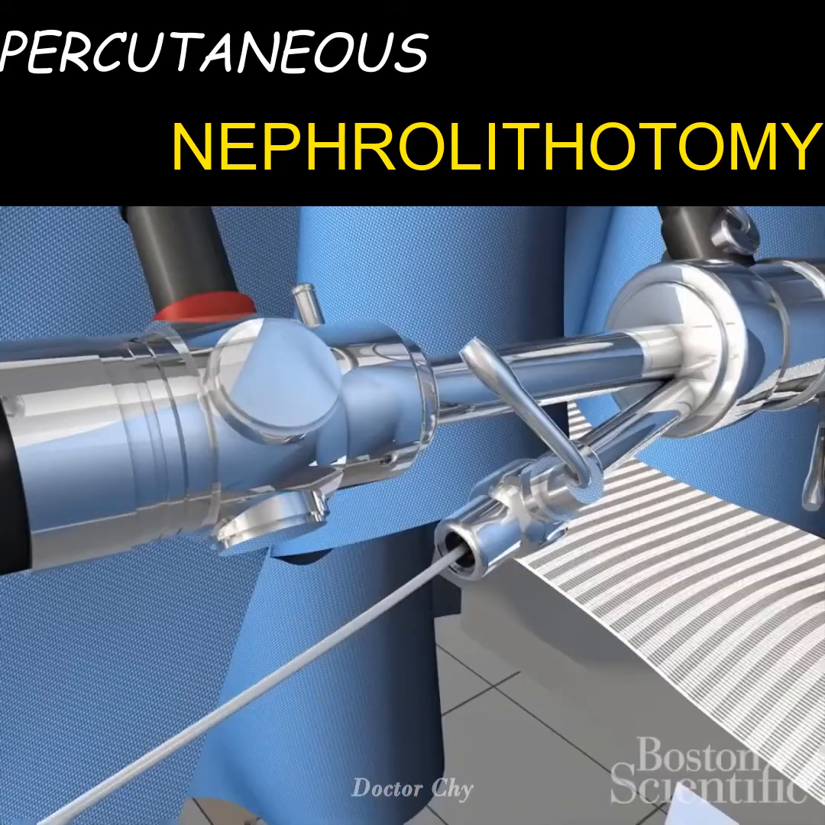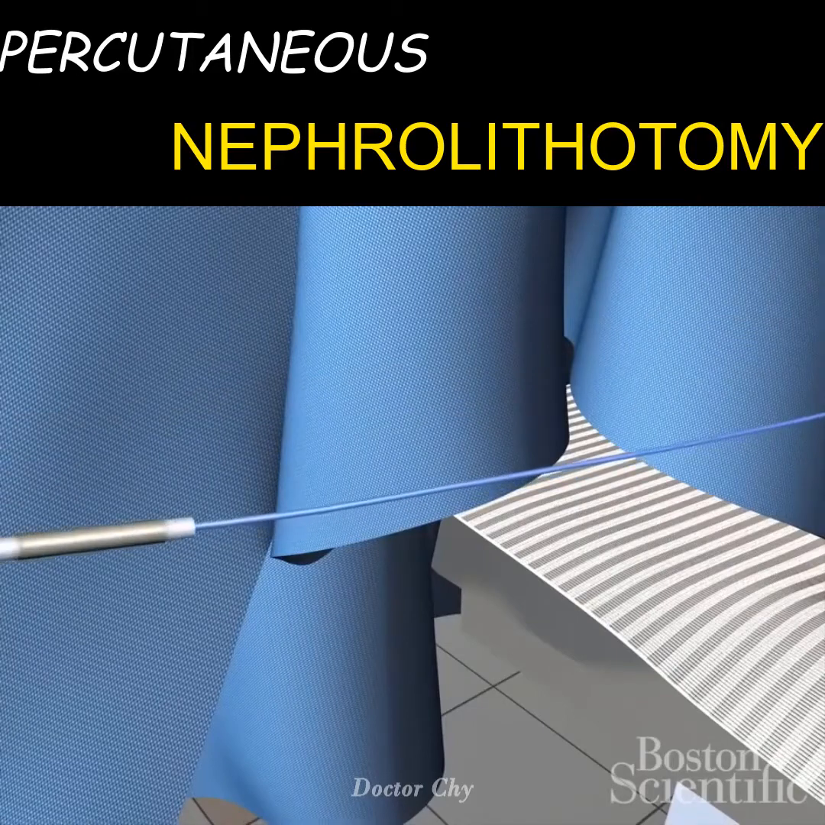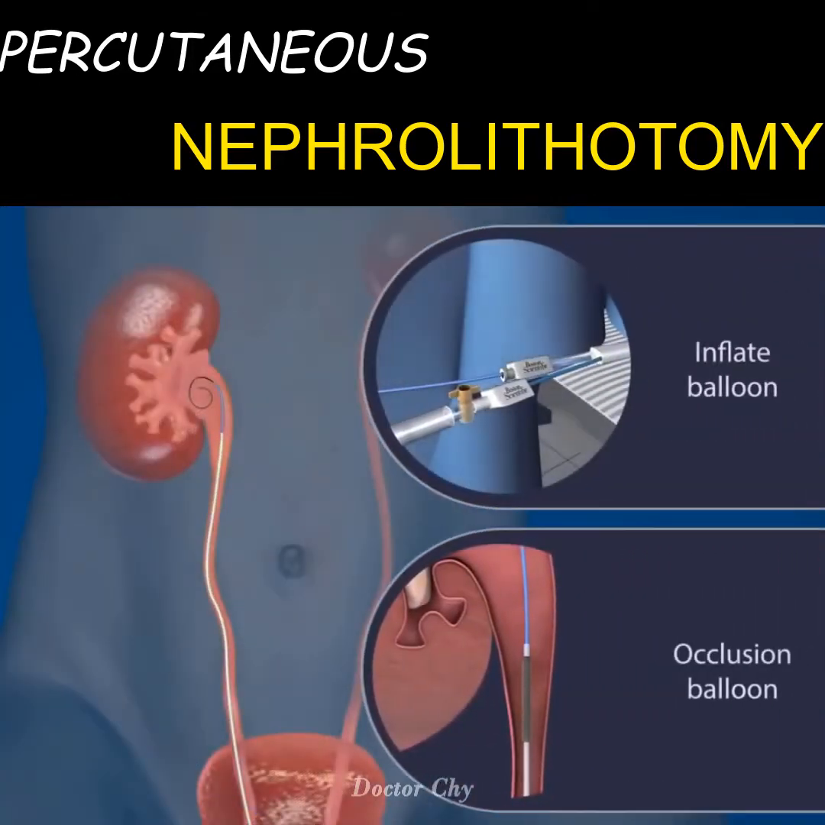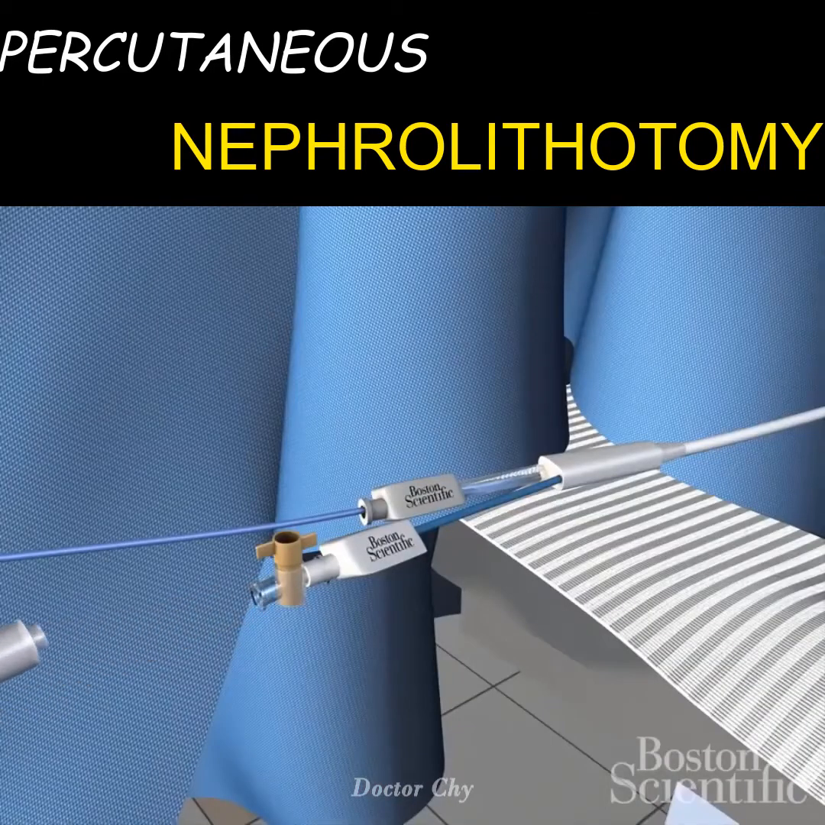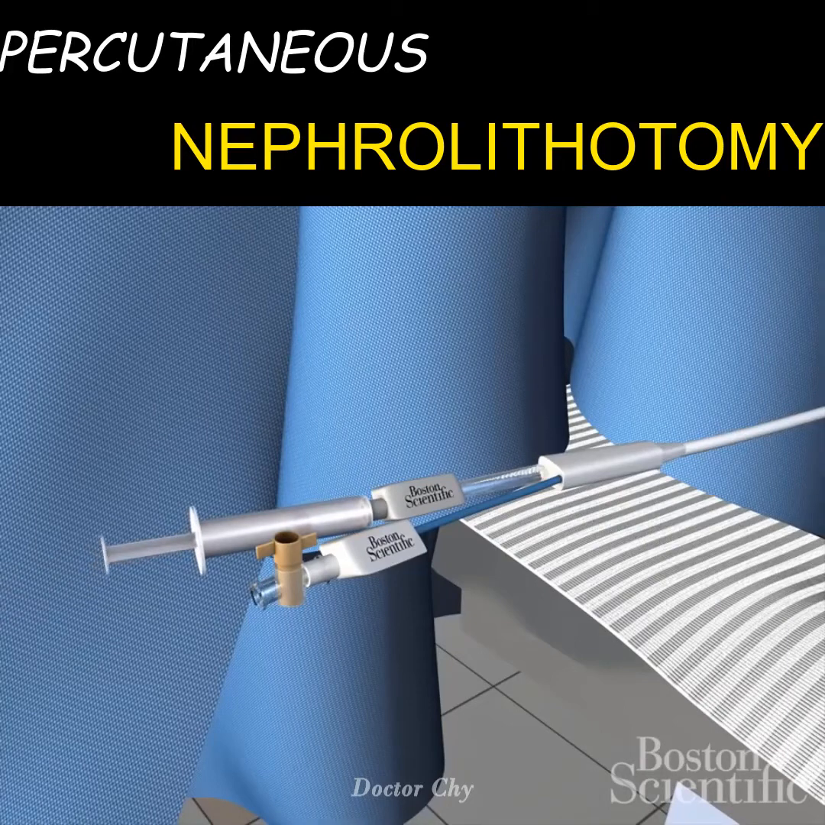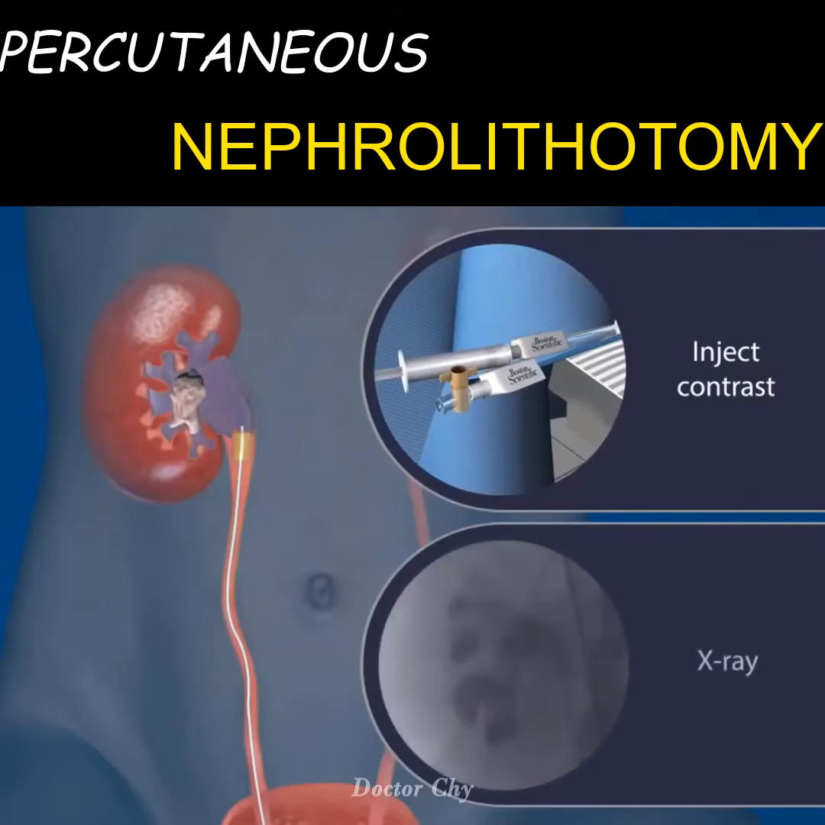Remove the catheter and cystoscope. The guide wire remains. Slide the occlusion balloon over the guide wire up to the ureteropelvic junction. Inflate the balloon through the Luer lock connector. Remove the guide wire. Inject contrast material to confirm the location of the balloon and its occlusion of the ureter.